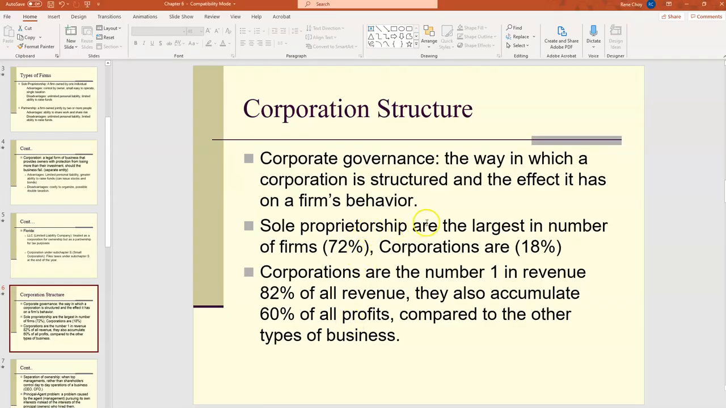All right, sole proprietorships are the largest in number of companies. Most companies out there, if you count them, are sole proprietorships. Corporations are only about 18% of companies in the United States. But corporations are number one in revenue. They accumulate about 82% of all the sales and 60% of all the profits.